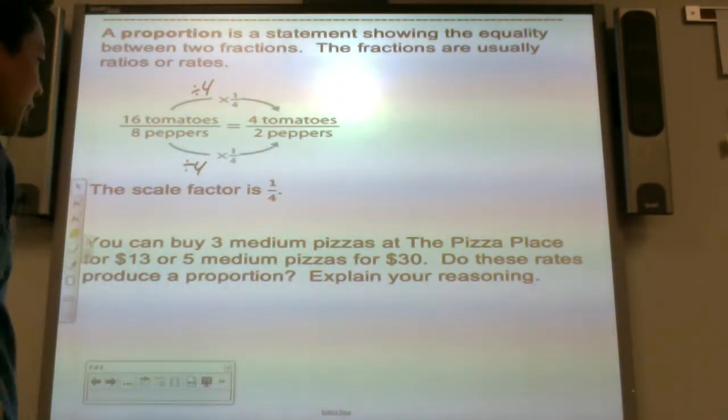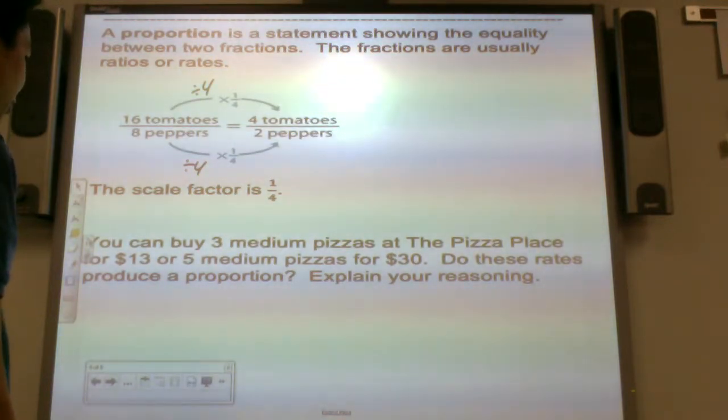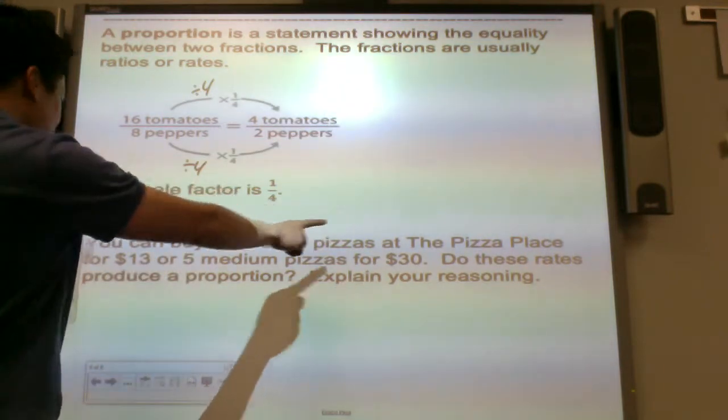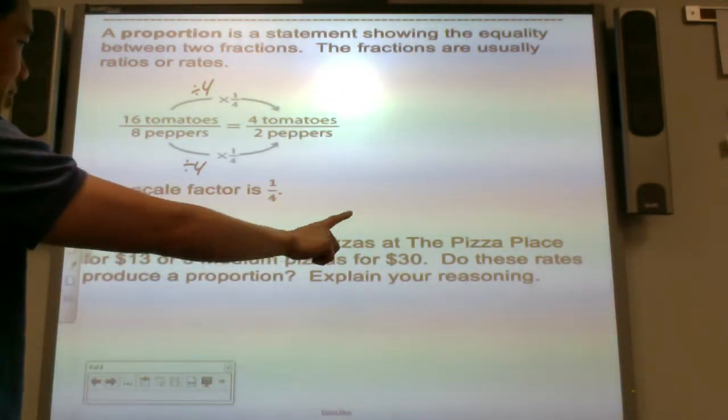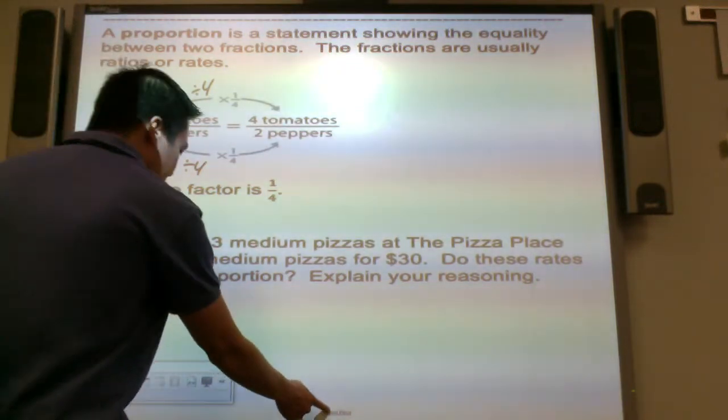So you could buy 3 medium pizzas at the pizza place for $13, or 5 medium pizzas for $30. Do these rates produce a proportion? Explain your reasoning.